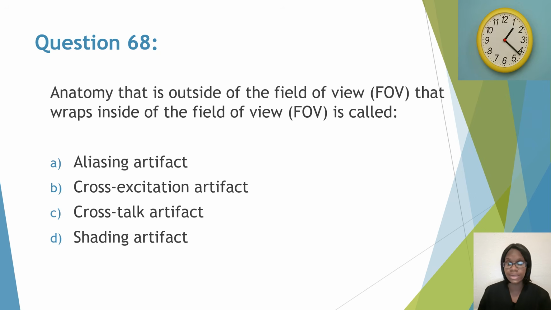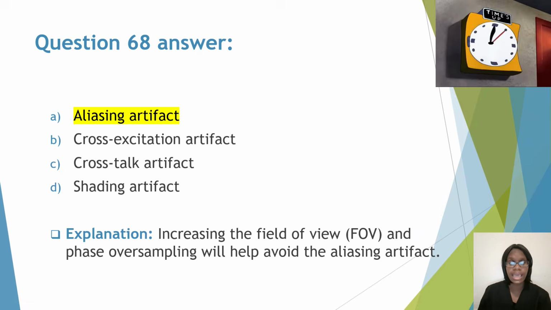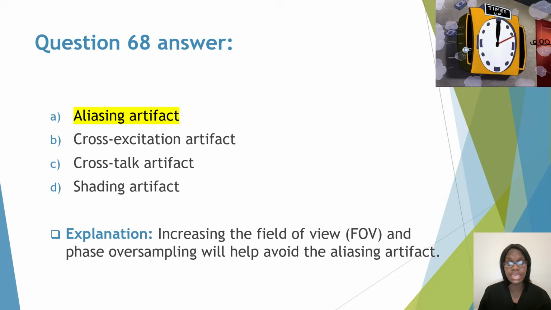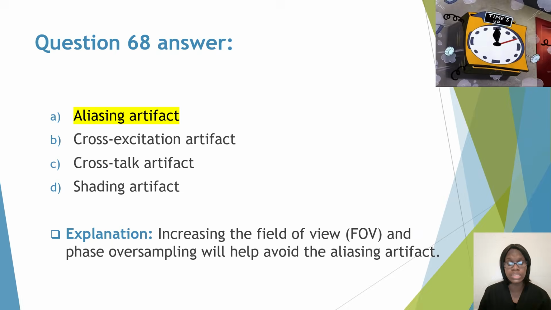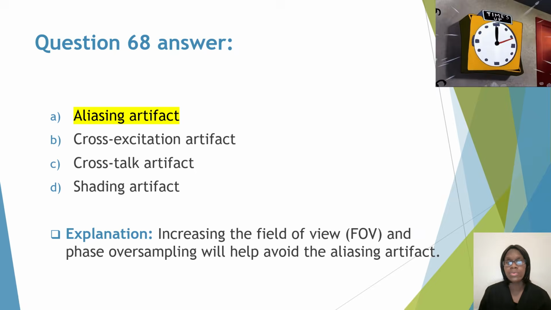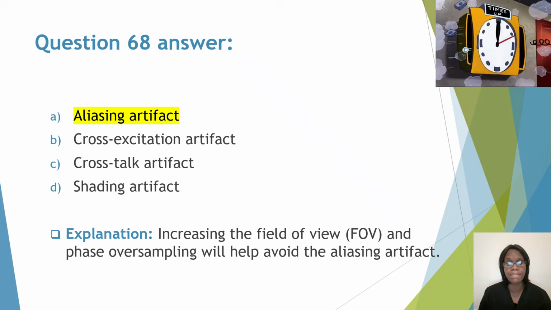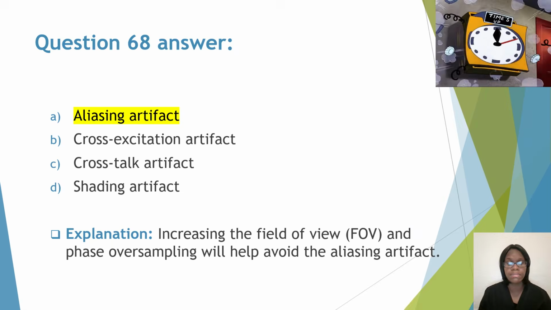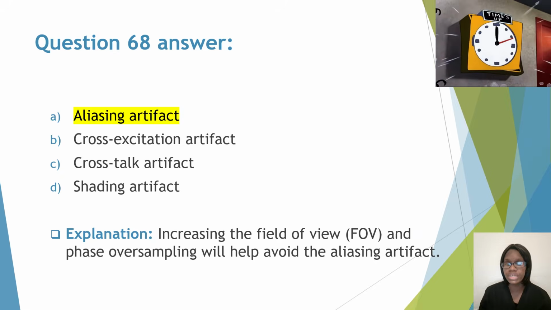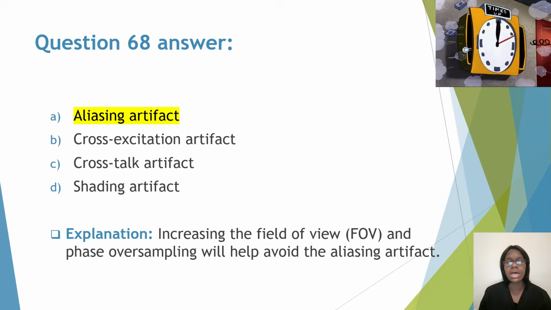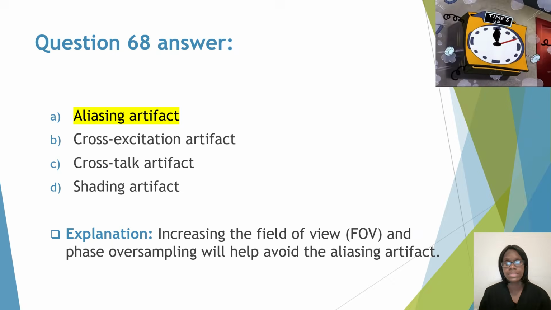All right, the correct answer is A, aliasing artifact. Increasing the field of view and phase oversampling will help avoid the aliasing artifact. I normally see these artifacts on the brain, of course, where the nose is wrapping into the back of the image. I see this on foot or feet, and of course abdomen. So these are where I commonly see this.